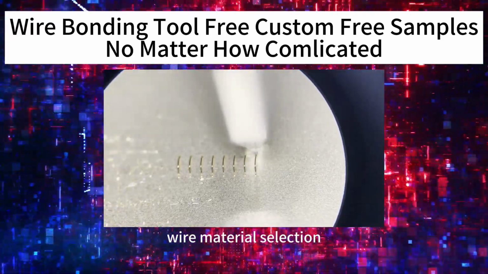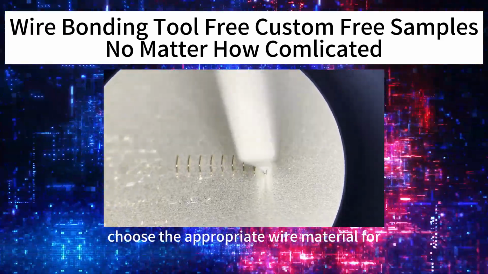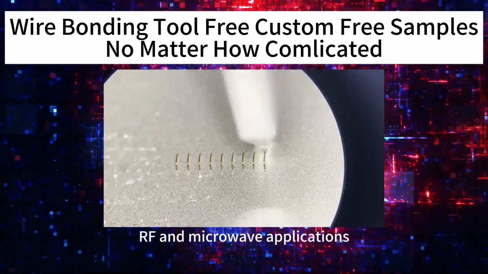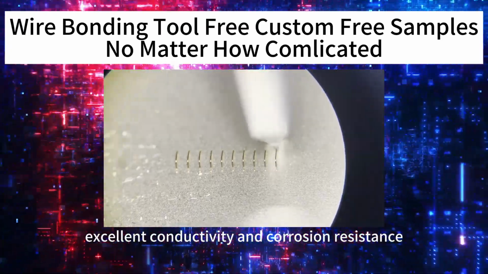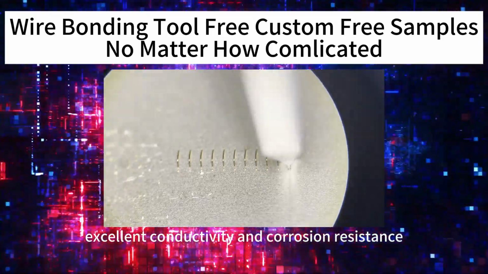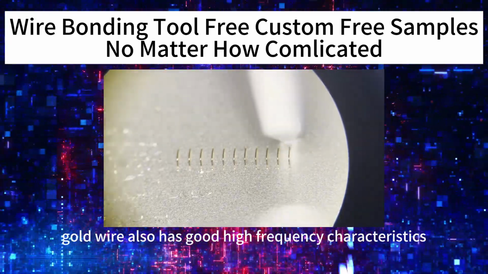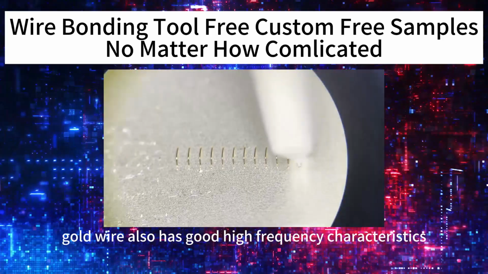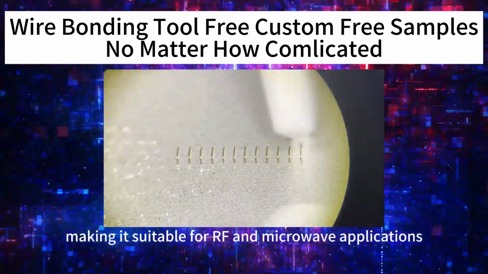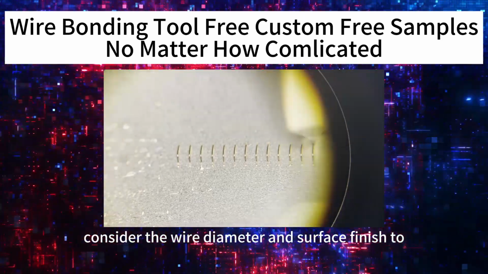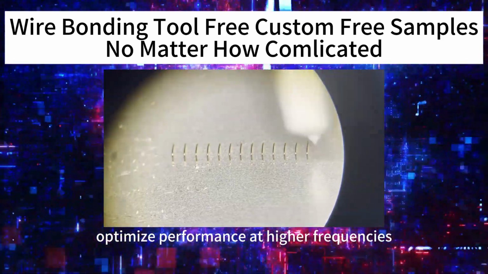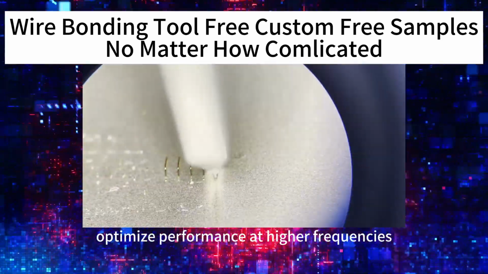Wire material selection. Choose the appropriate wire material for RF and microwave applications. Gold wire is often preferred due to its excellent conductivity and corrosion resistance. Gold wire also has good high-frequency characteristics, making it suitable for RF and microwave applications. Additionally, consider the wire diameter and surface finish to optimize performance at higher frequencies.